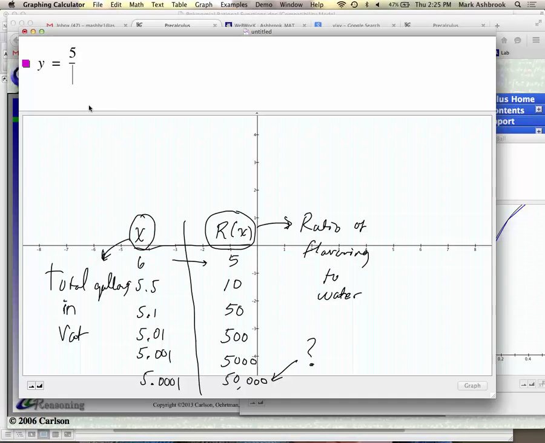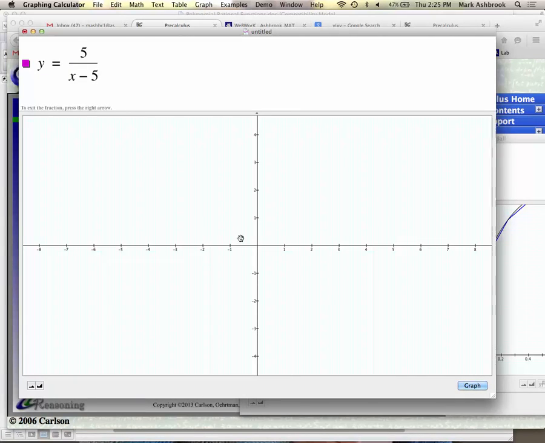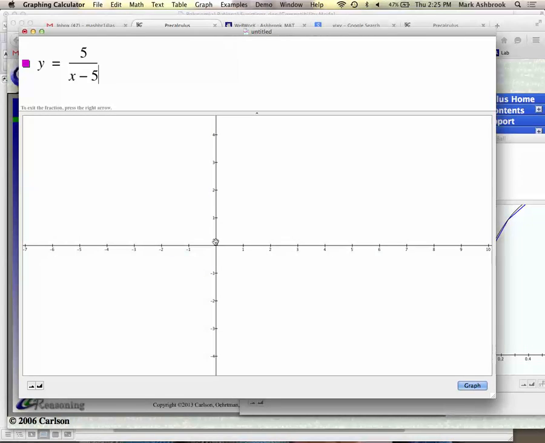5 divided by x minus 5? Okay, 5 minus x? Or x minus 5? X minus 5. Okay. So what's this going to look like? First of all, where does it make sense? For what values of x does it make sense? Yeah, the total mixture has to be greater than 5, so we're just going to look at where it makes sense for the total mixture to be greater than 5 gallons.